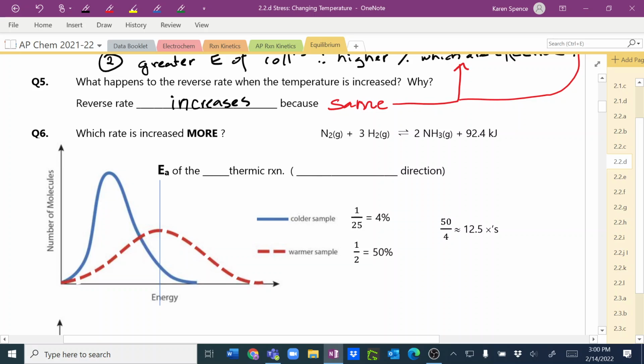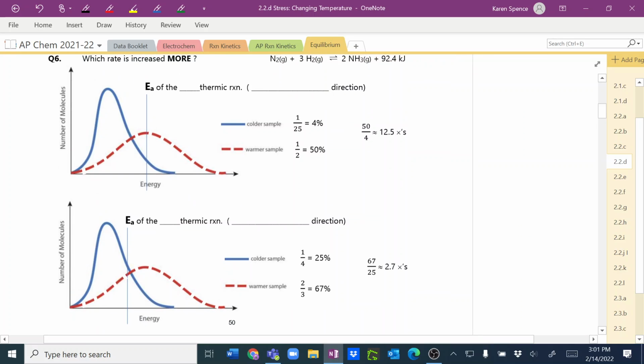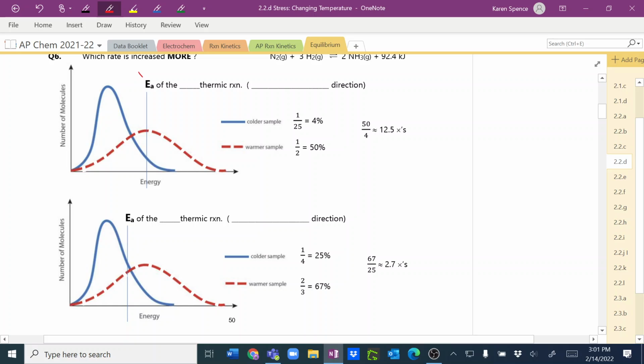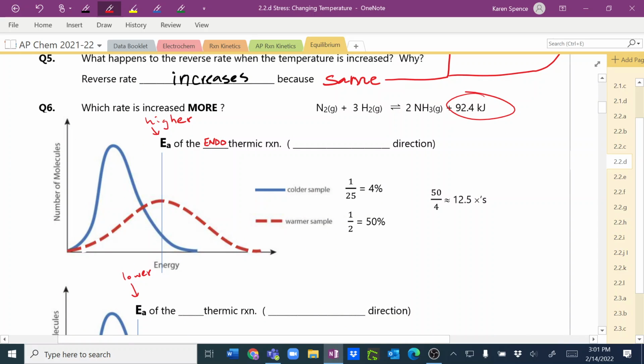So here we have a higher activation energy. Yes. And here we have the lower activation energy. You with me? Okay. If I have a higher activation energy, is that the endo or the exothermic reaction? The higher activation energy is the endo. I got to make this bigger so I can write again. Endothermic reaction. And in this case, the endothermic reaction is the reverse, yes?